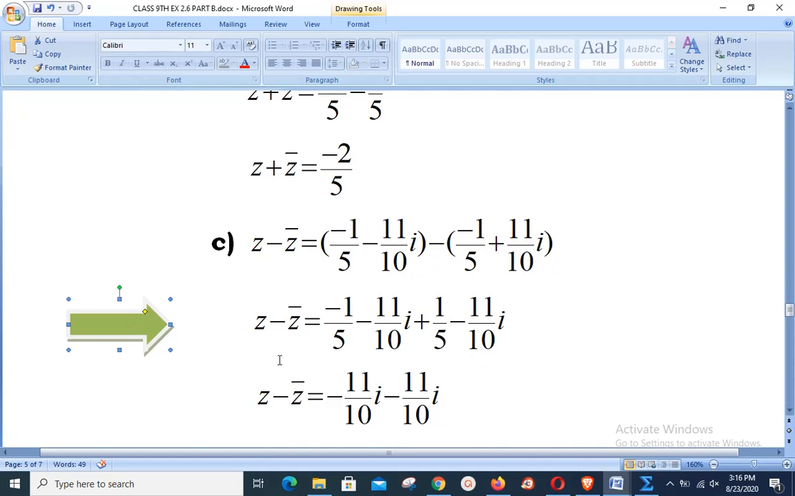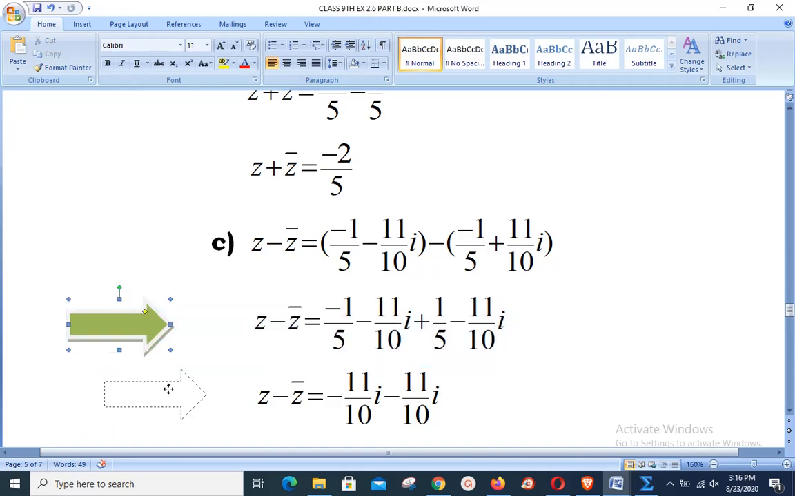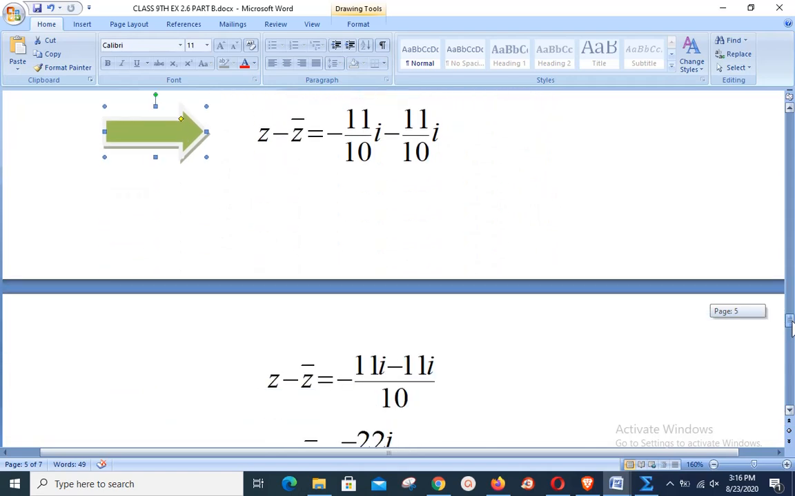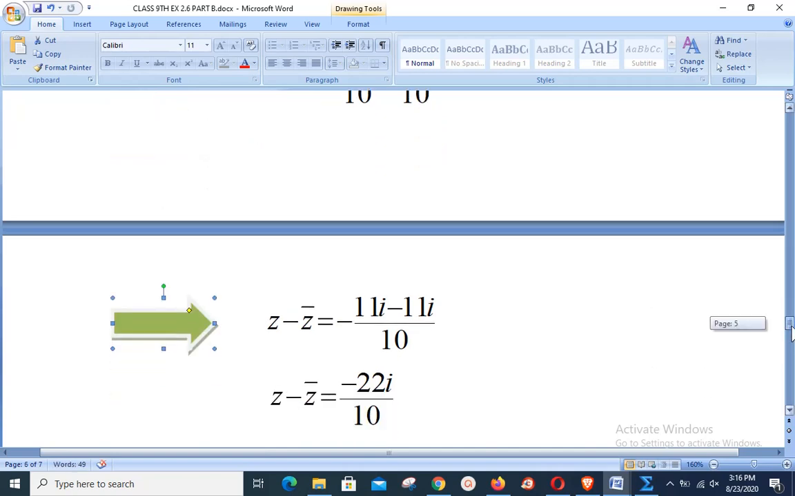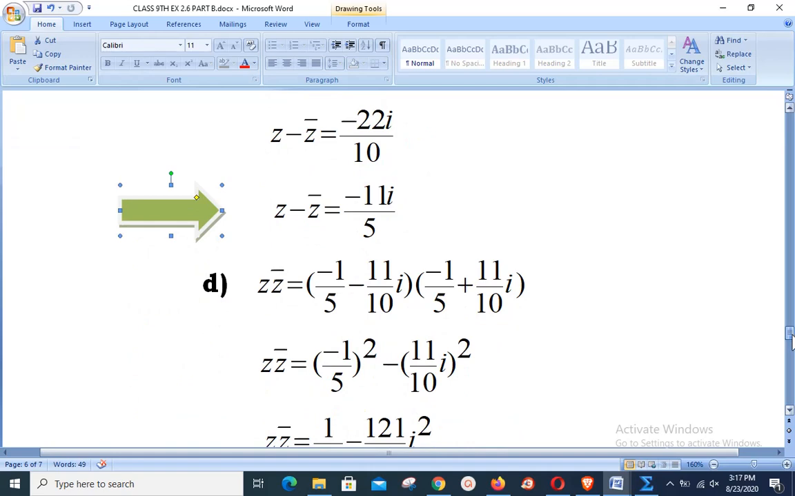And now minus 1 over 5 and plus 1 over 5 will get cancelled, and we are having in the next step z minus z conjugate is equal to minus 11 over 10 iota minus 11 over 10 iota. Taking 10 as the LCM, we have z minus z conjugate is equal to minus 11 iota minus 11 iota whole over 10, that makes minus 22 iota whole over 10. Now making the cancellation, we are left with minus 11 iota over 5.